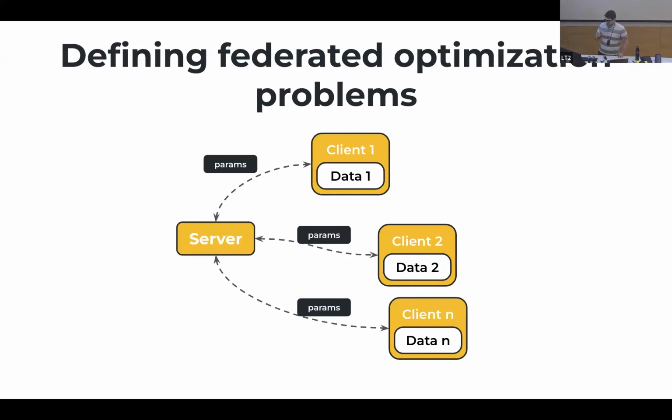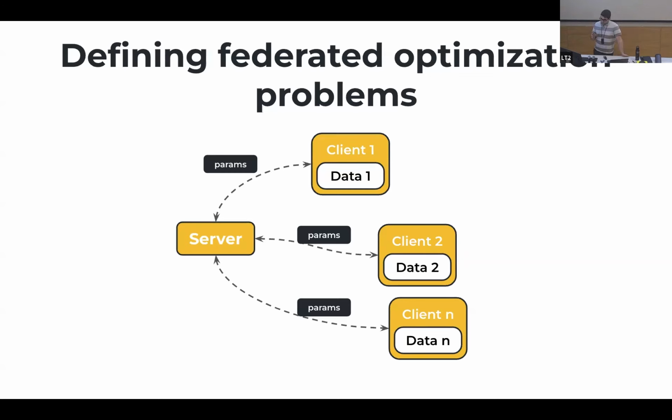You can see that we have a series of clients, a potentially unlimited number of clients, that all communicate with a central server. Each client owns its own data and keeps it private. This is one of the ways that federated learning has gotten ground in industry to begin with, through its privacy-preserving properties. So each client owns its own data and does not share it with anyone else.